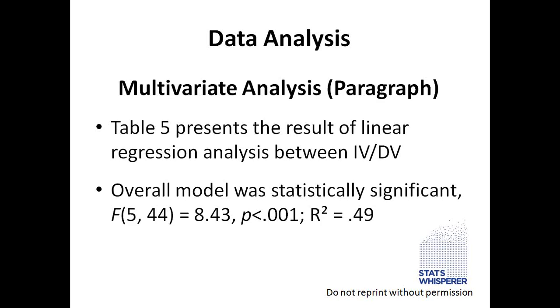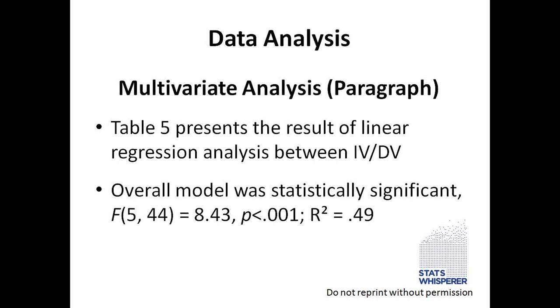Now finally, we have our multivariate tests. Right? This too first needs to be expressed in the form of a paragraph and then in tables. So again, the beginning of the paragraph should say Table blank, in this case Table 5, presents the results of a linear regression analysis between the independent variables and the dependent variable.